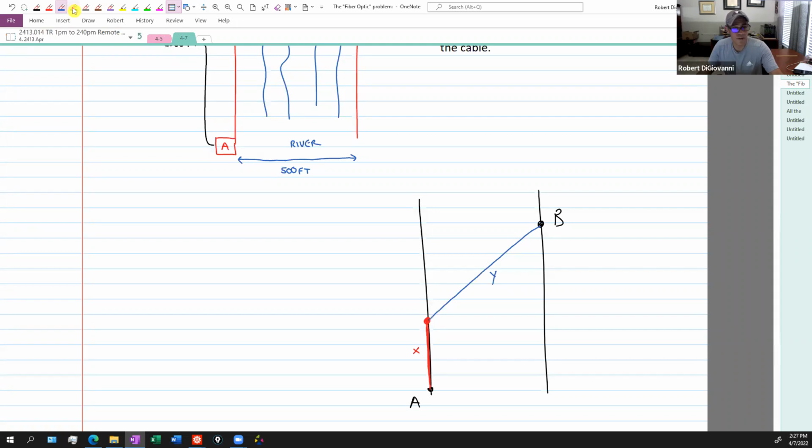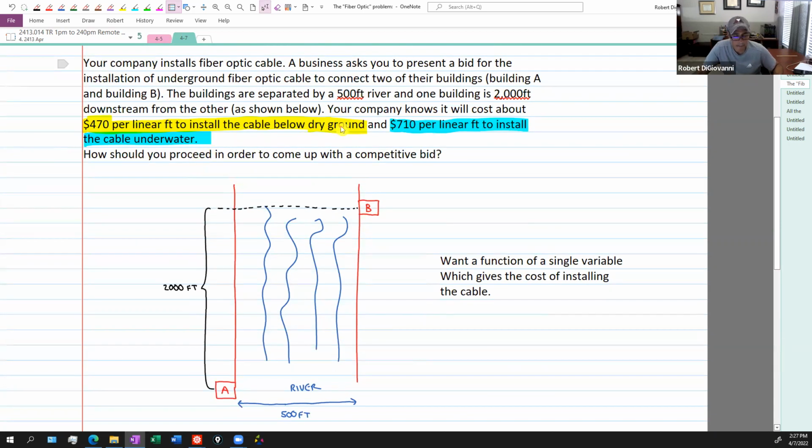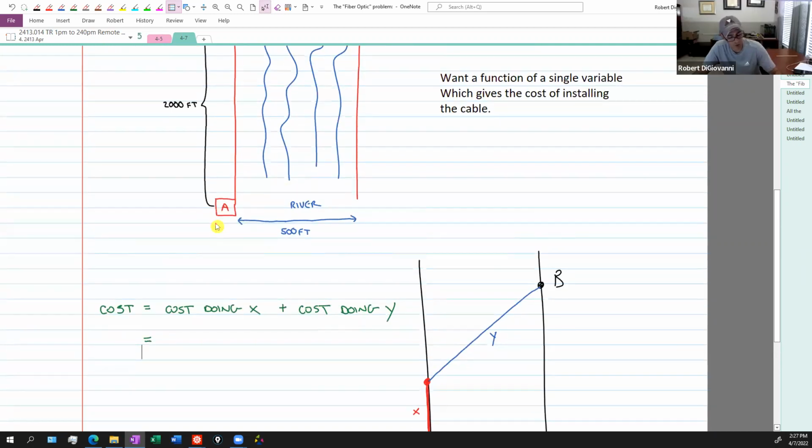Let's talk about the cost of doing this. The cost is going to be the cost for us doing the x part plus the cost for us doing the y part, right? Basically, that's the total cost. It's however much it costs us to lay the cable along the x, and then add to that the cable along the y. Well, how much does it cost us to do the cable along the x? The x is on the dry ground, right? How much was the dry ground? 470 per foot, 470, right? 470 per foot.